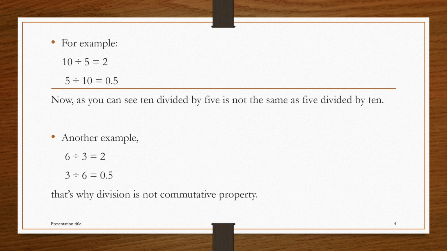Another example, 6 divided by 3 equals 2. 3 divided by 6 equals 0.5. That's why division is not a commutative property.